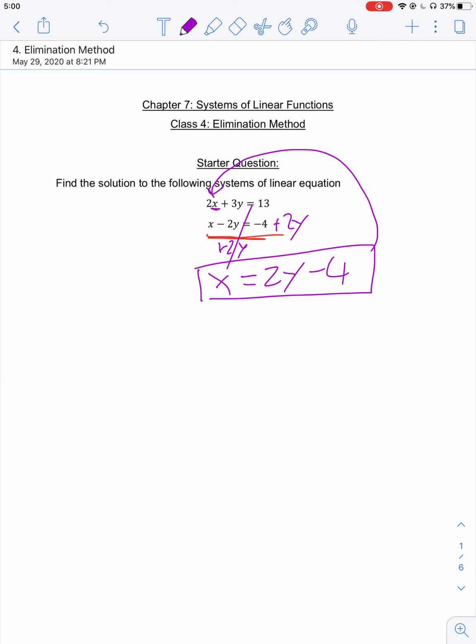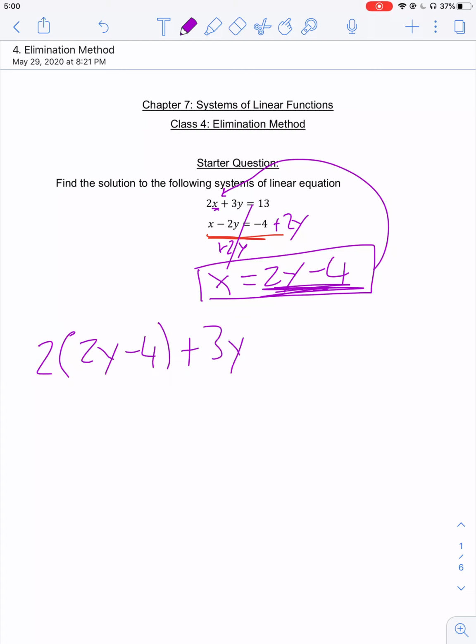So let's do that. I'm going to do this question using the substitution method, because that's what we saw last class. I'm expecting you to do this on your own actually, because it's a starter question. And then we're going to do the exact same question using elimination. So let's make the substitution. Instead of x, I'm going to replace x by this stuff over here. So 2 times (2y minus 4) plus 3y is equal to 13.